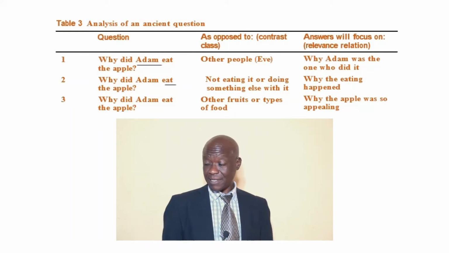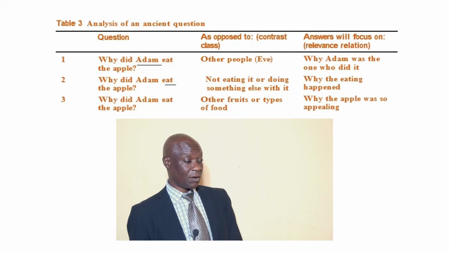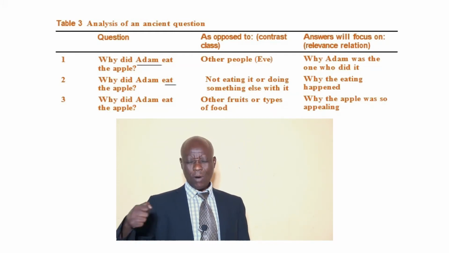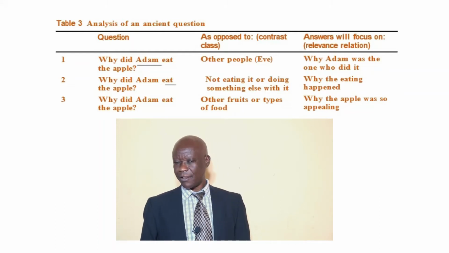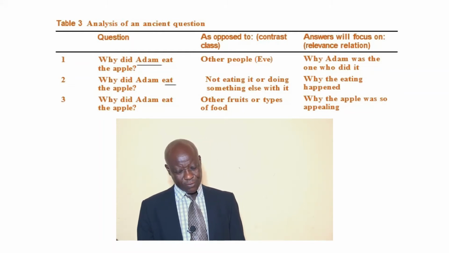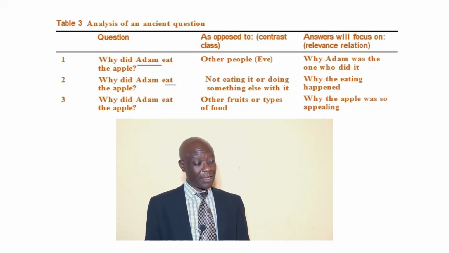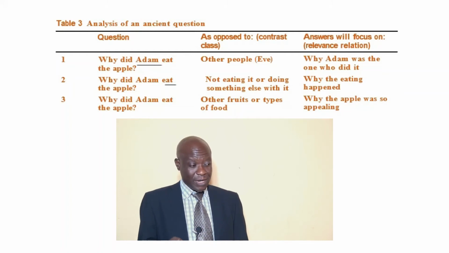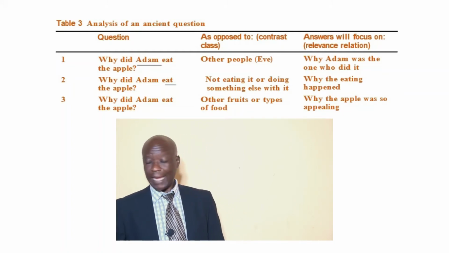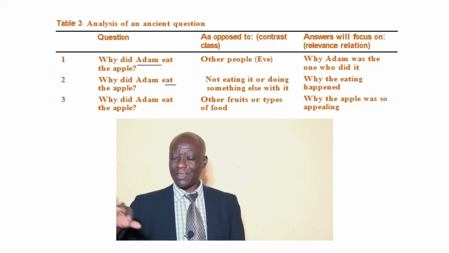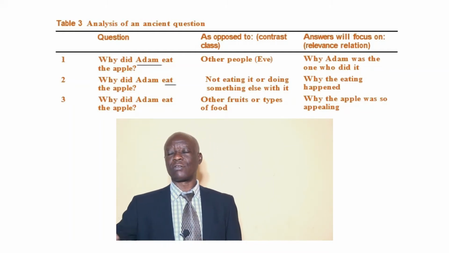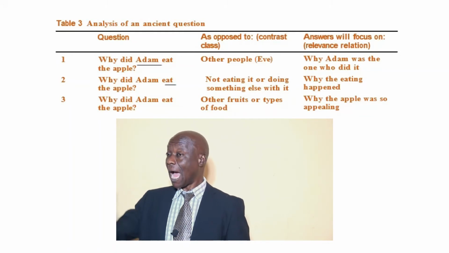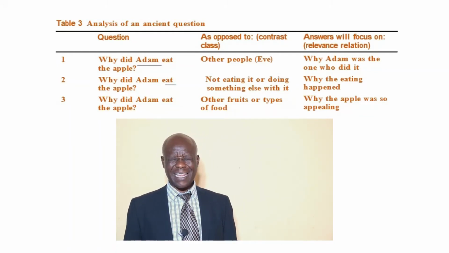So the very example I've given here of Adam: why did Adam eat the fruit? If I put emphasis on Adam, the contrast class is Adam and Eve. If I put emphasis on eating, the issue will be now on that particular way. So you are dealing with eating and not eating, or the fellow could have done anything else with that particular fruit. Now, when I put emphasis on the apple, why did Adam eat the apple?